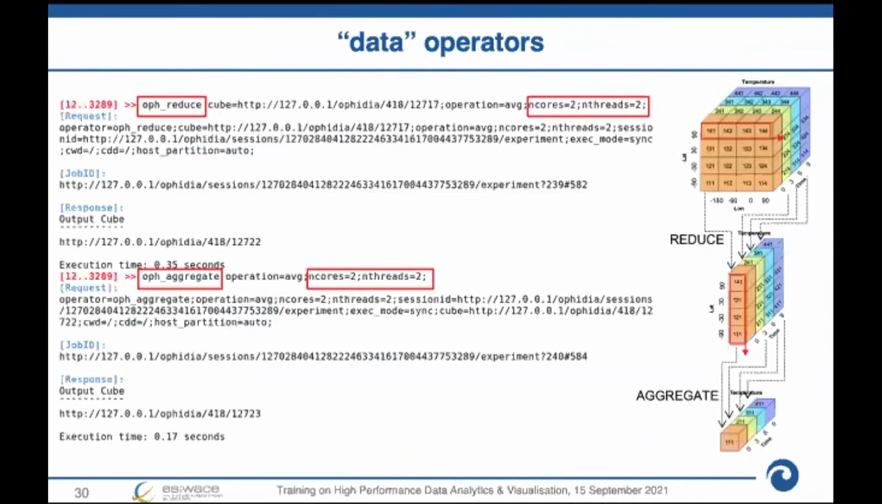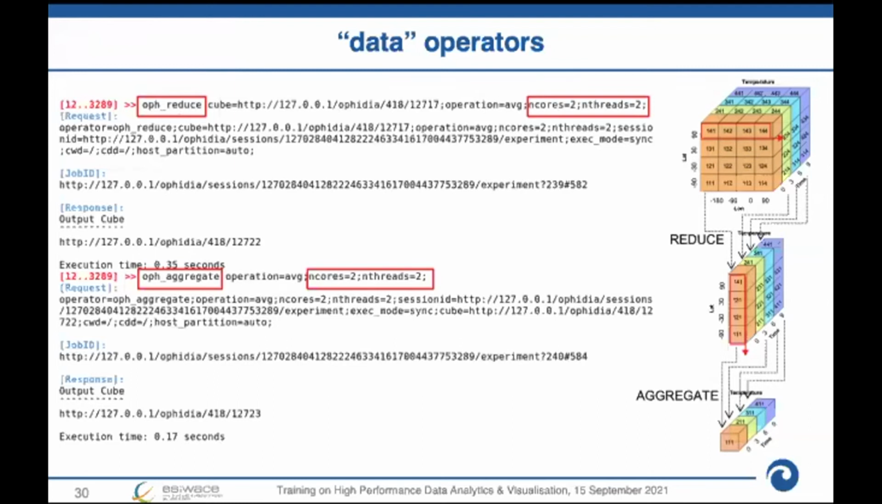Here we can see an example of data processing operators executed from the Ophidia terminal. On the right side, there's a high-level abstraction of what's happening to the input data cubes according to the operator, which is specified on the left side with this key-value format. After specifying the operator name, which is this first keyword, for example, OPH reduce, a list of arguments define this format: argument name equal value, as we can see here.